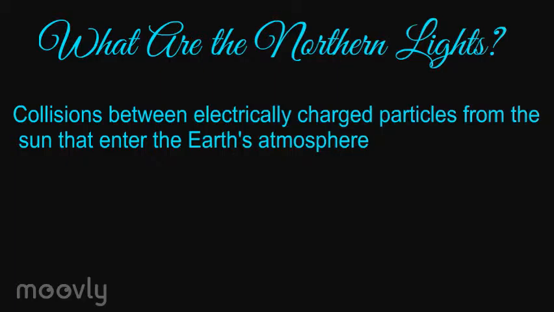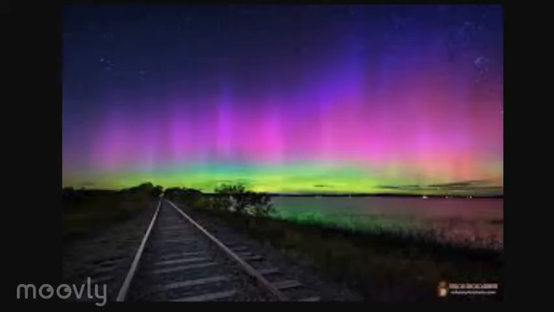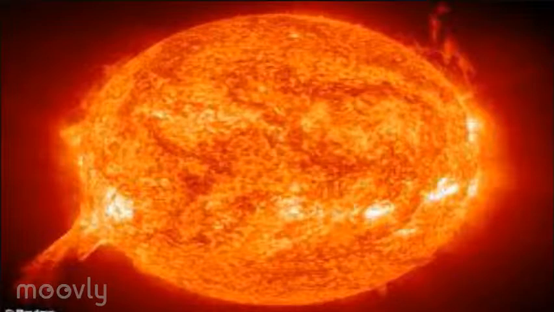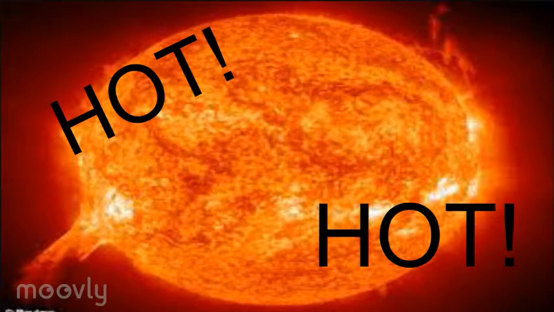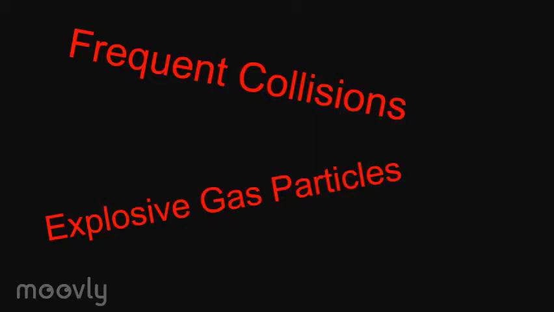Well, the Northern Lights are the result of collisions between gaseous particles in the Earth's atmosphere with charged particles released from the Sun's atmosphere. As you probably already know, the temperature above the surface of the Sun is millions of degrees Celsius. This causes frequent collisions of gas molecules and for the collisions to be quite explosive.